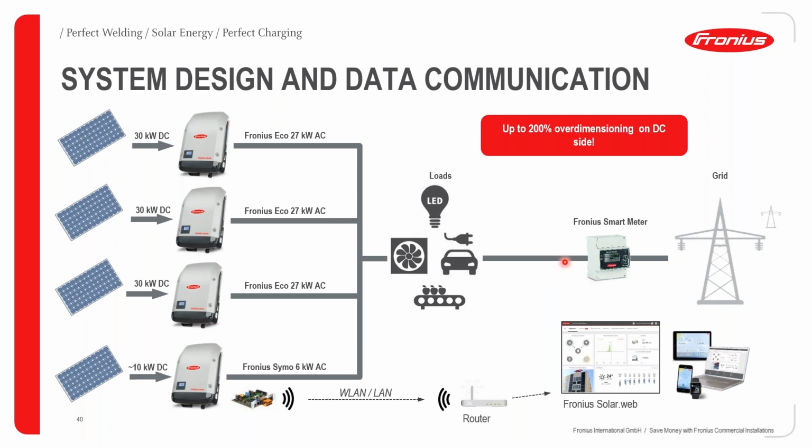Yes, a point of note here also is that, as you can see, on the PV side we have 30 kilowatts to an Eco 27. Just to reiterate the fact that for our small devices, like in this case our small Symo, it can actually be overdimensioned up to 200%. And then for the Eco, the maximum overdimensioning range is put at 150%. So just to inform you of this very valuable information.